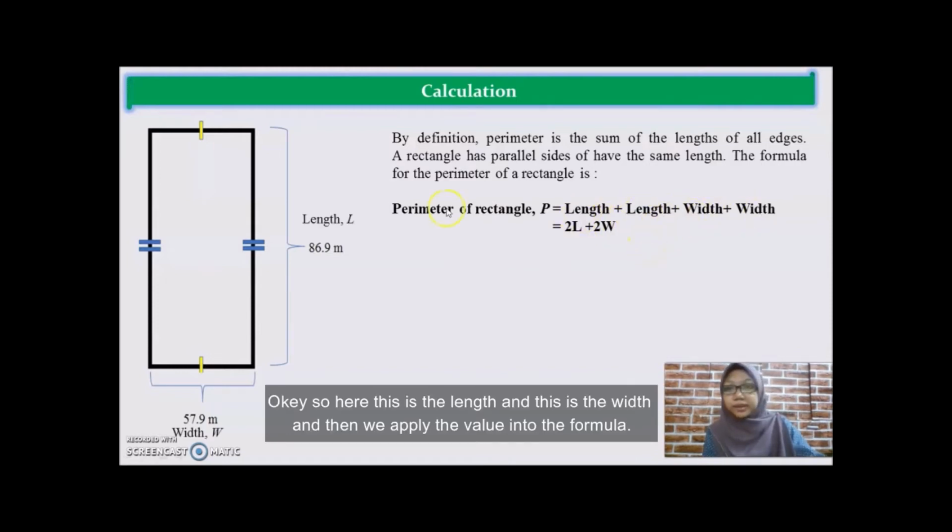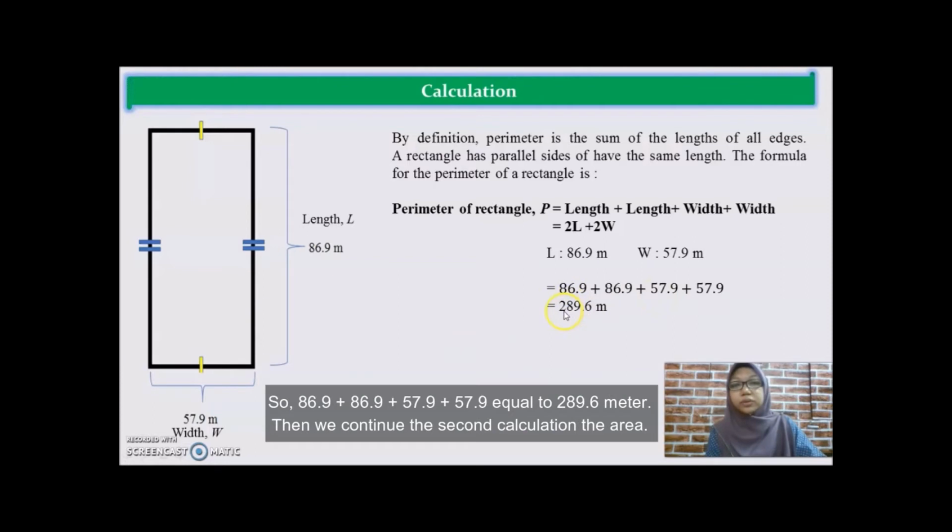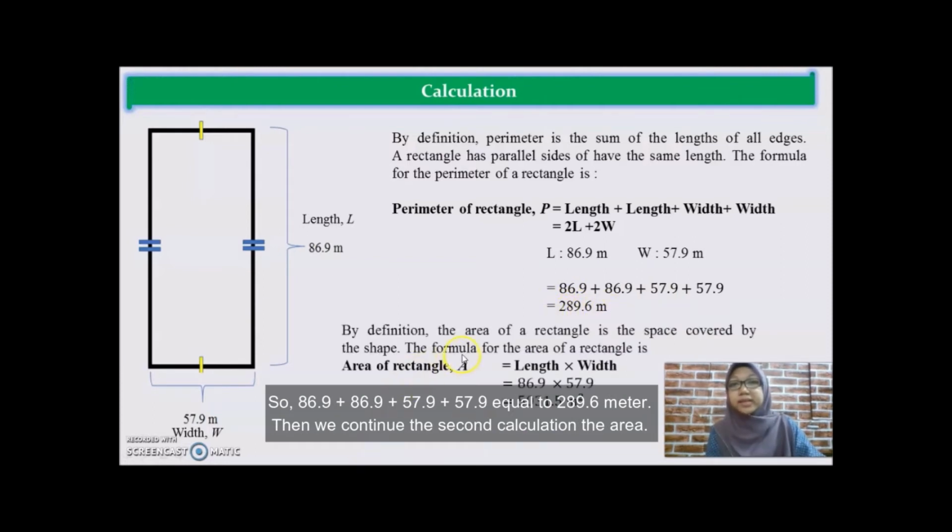Here, this is the length and this is the width. Then we apply the values into the formula, which equals 289.6 meters. Then we continue with the second calculation, the area.